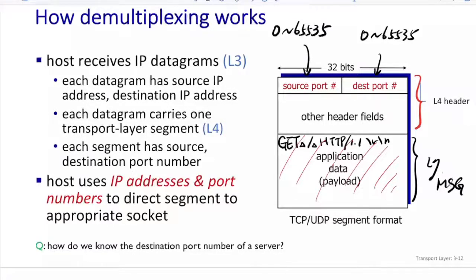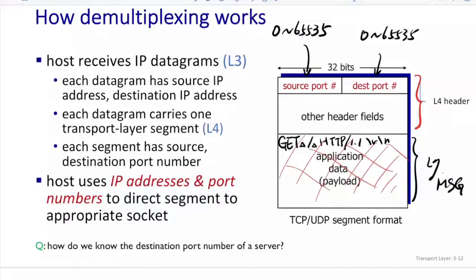Here is an example. If it is HTTP, the first GET followed by a white space, this specific command is the first byte in this application data. Sometimes we use another word, payload. So the layer 4 header is attached on top of this payload.